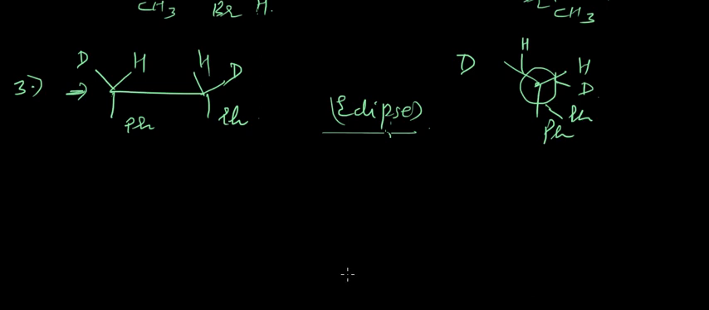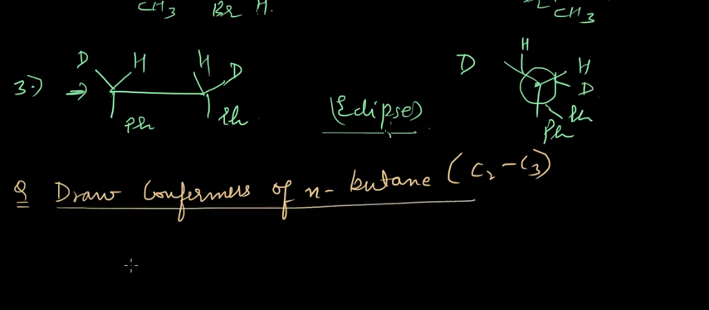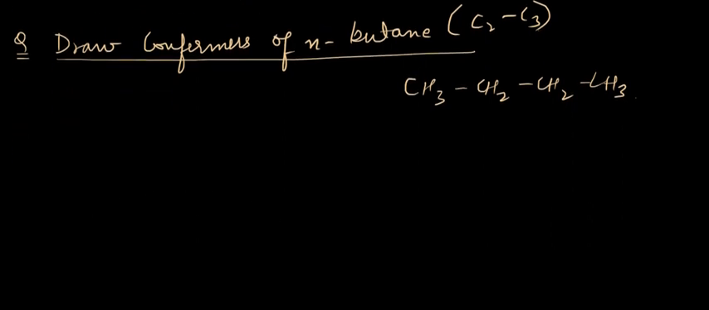So now you have to draw the conformers of n-butane. So coming to the next question, you have to draw conformers of n-butane based on C2 and C3 bond rotation. So we would have something like, this is n-butane. We have to draw the conformers of the following. Okay, so we'll be drawing various conformers. So let me start from the first one.